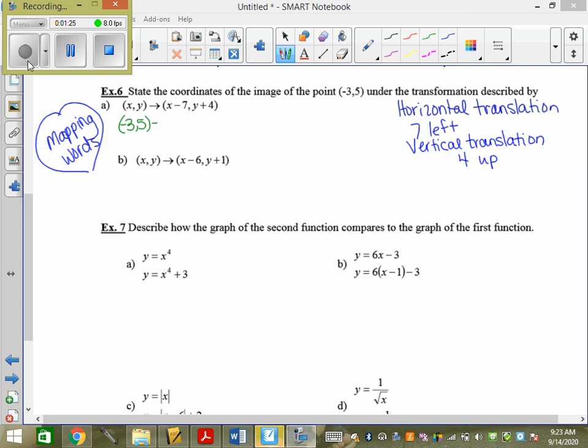When we do the mapping, we already were given the point, so it's nice. Now we have to make sure that we read it properly. This one says state the coordinate of the image of the point -3, 5. So they're asking for the transformed one, the image one. But what if they had given me the transformed one, and they wanted the original? How do you go back? You just undo it, right? You go 7 right and 4 down. You undo what you did.